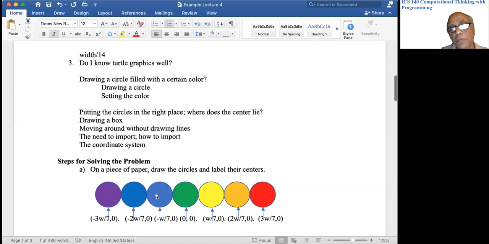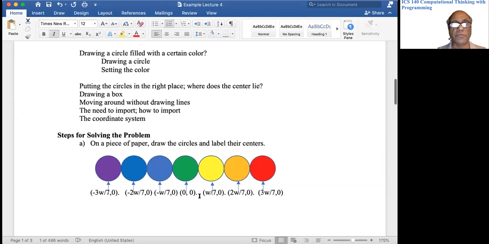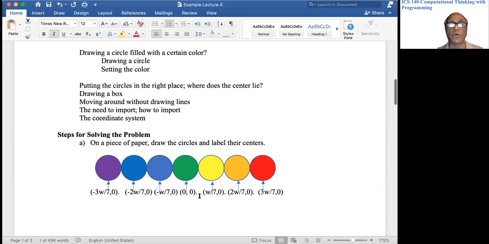It is only the x coordinate that keeps changing. If this is at minus w divided by 7, this should be another w divided by 7 to the left. So it will be minus 2w divided by 7. This should be at minus 3w divided by 7. And by symmetry, this should be at w divided by 7. This should be at 2w divided by 7. This should be at 3w divided by 7. And the box should be covering these. Okay. That is the second thing you should do. I mean, that's the first thing you should do while trying to come up with some kind of pseudocode.